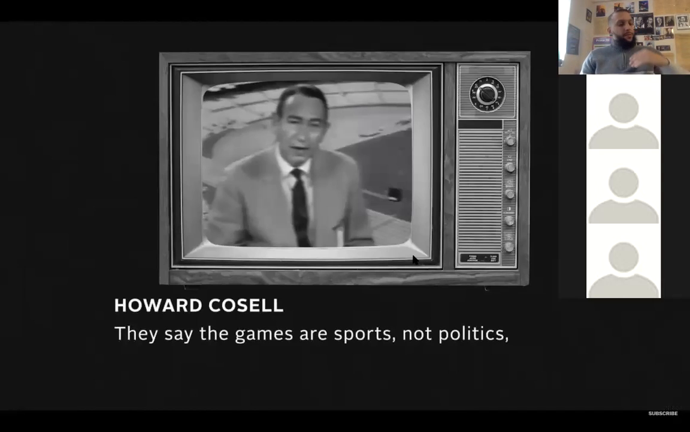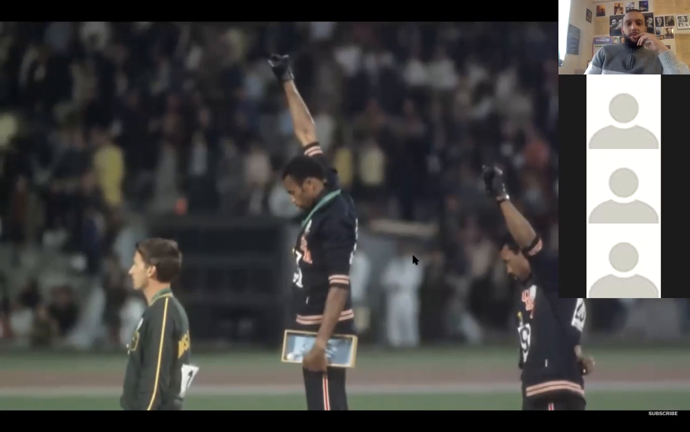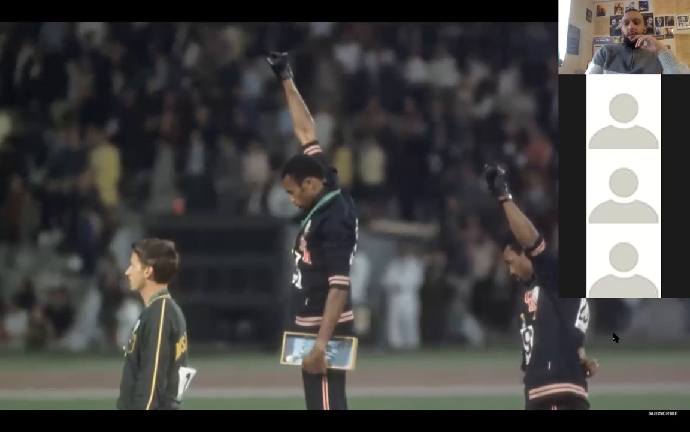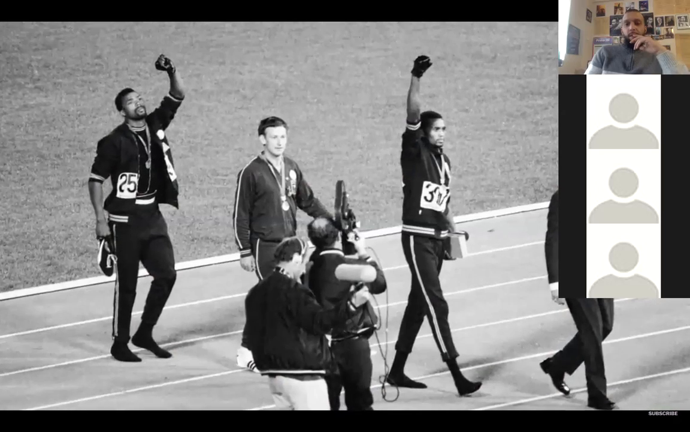Sports journalist Howard Cosell criticized the U.S. Olympic Committee's decision in this fiery broadcast from Mexico City. They say the games are sports, not politics, something separate and apart from the realities of life. But the black athlete says he is a human being before he is an athlete, that he wants equality everywhere, not just within the arena.